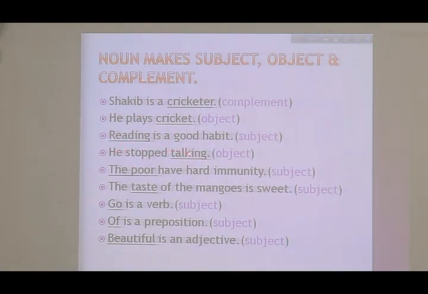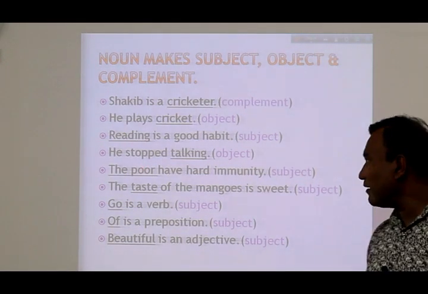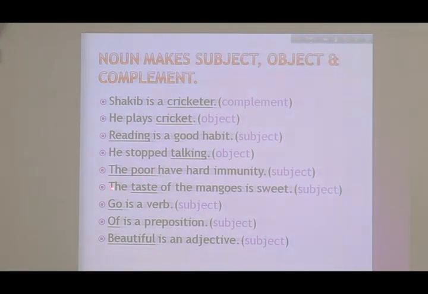Next sentence, he stopped talking. Here talking is an object. So talking is a noun. The poor have herd immunity. The poor, we know poor is an adjective, but here poor is used as subject. So the poor here is a noun. The taste of the mangoes is sweet. Here two nouns are there, taste and mangoes. The original subject is taste. This is used as subject, so taste is a noun.